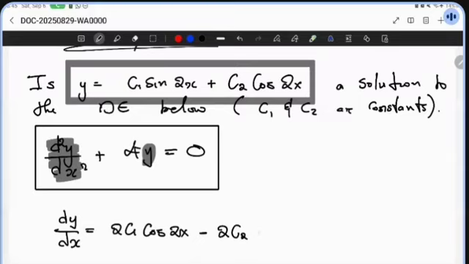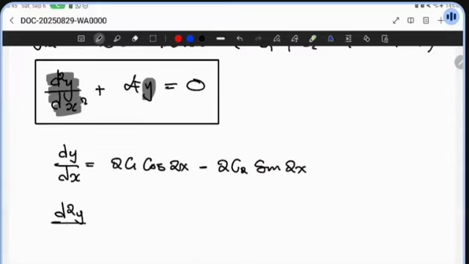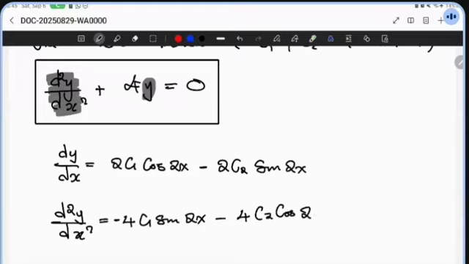That's the first derivative. Now we get the second derivative with respect to x. When you differentiate the first term, the derivative of the argument is 2, so this becomes 4, and the derivative of cosine is negative sine. For the second part, the derivative of the argument is 2, making this a 4, and when you differentiate the sine, we get cos 2x.